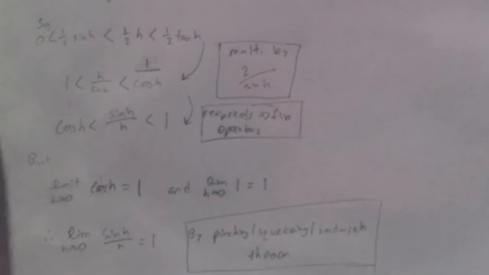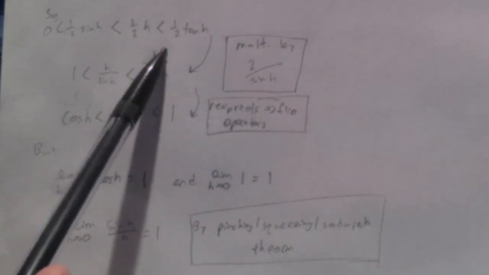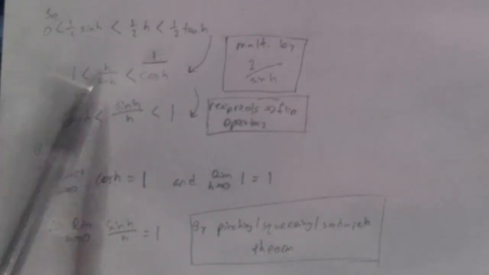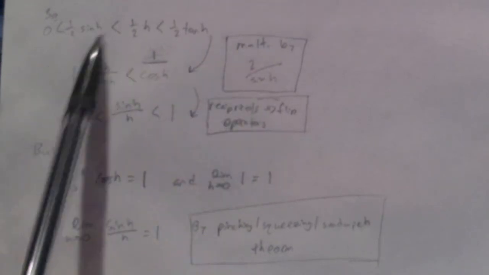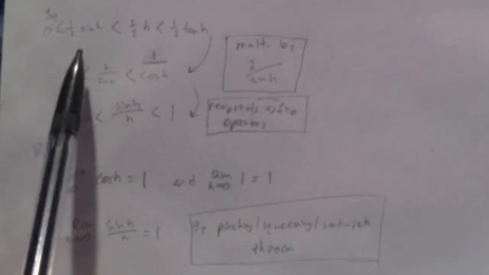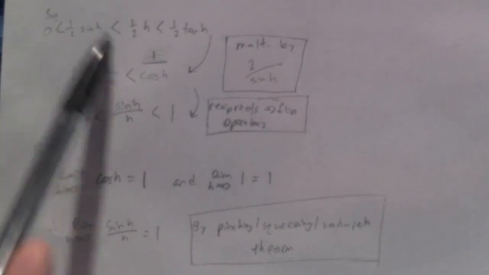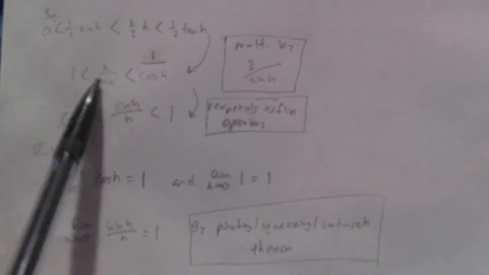So we can say that 1/2 sine h is less than 1/2 h, which is less than 1/2 tangent h, and it's just greater than 0 because you can't have a negative area. It's not really important, but it's worth noting that the areas have to be greater than 0. Now we're just going to multiply by 2 over sine h, and then you get 1, because the 2 crosses out with that, and the 1 over sine h crosses out with that. So we just get 1, which is less than h over sine h.